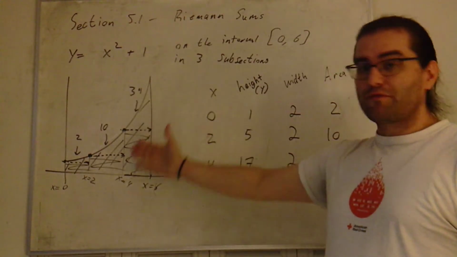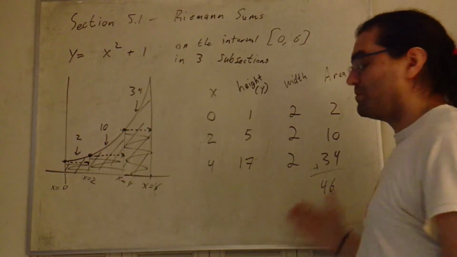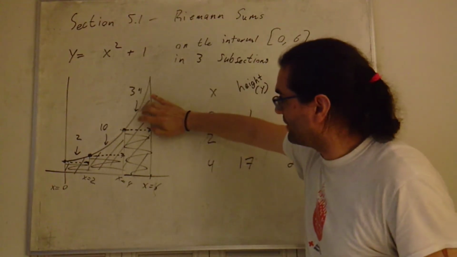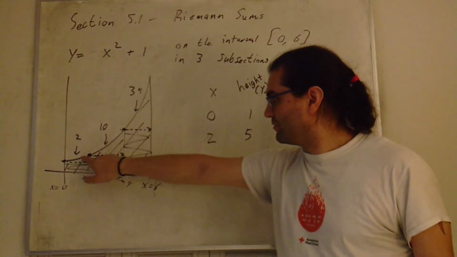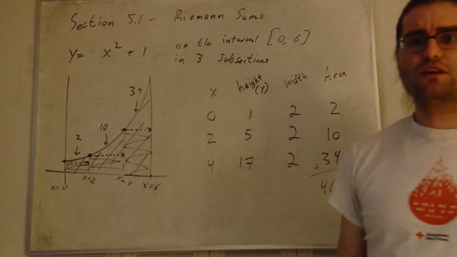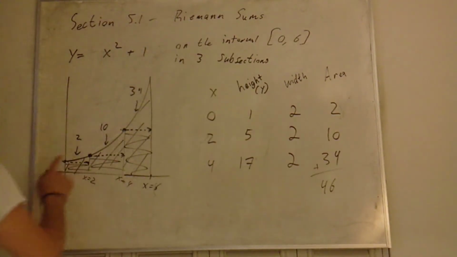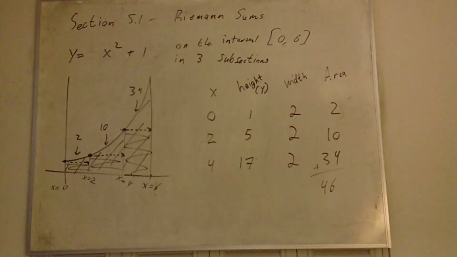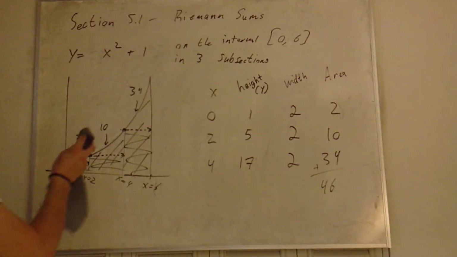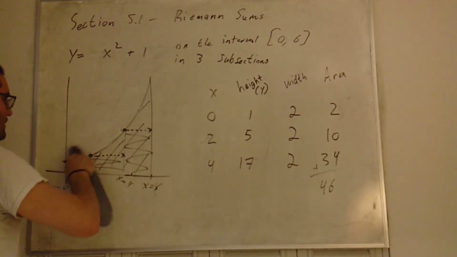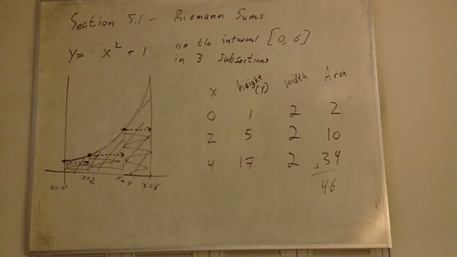As you can see from the picture, 46 is probably going to be a really bad estimate. We're missing a lot of area here, and here, we're missing a little bit as well. So, we're going to see what happens now if instead of doing left endpoints, we do right endpoints. We're probably going to get another pretty terrible approximation here, but we'll make it work.